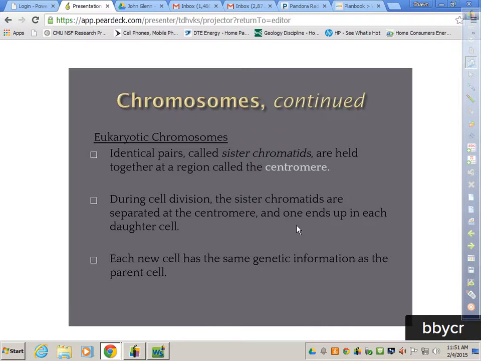So identical pairs called sister chromatids are going to be held together in the middle by a centromere.